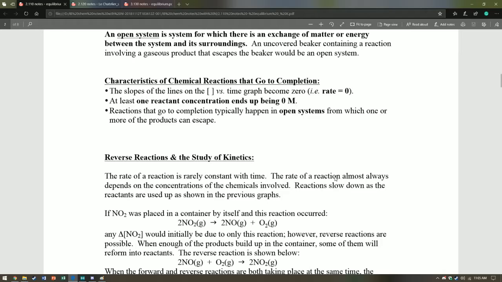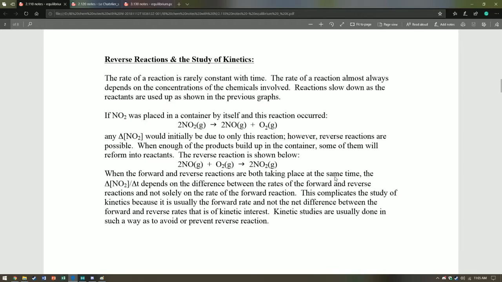Characteristics of reactions that go to completion are that there's zero rate, one reactant concentration ends up being 0 molar, and they typically happen in open systems where the products can escape. Now, if you close the system, you'll get equilibrium, since there's nowhere else for the particles to go but stay where they are, and then eventually as a result of time, once you build up enough product, the only thing that they can do is, say, the products hit each other and you form the reactant again.